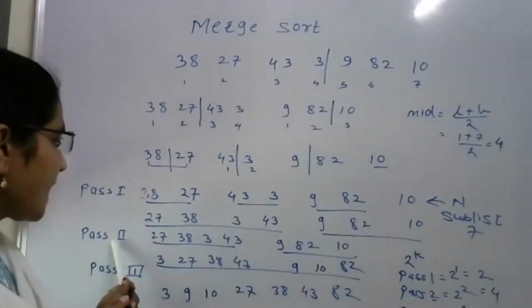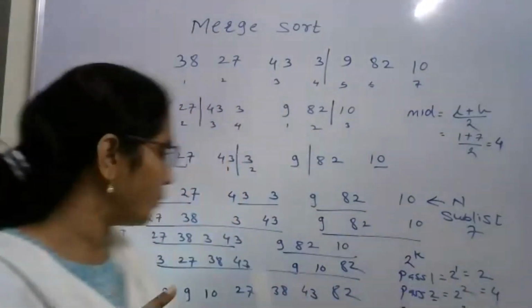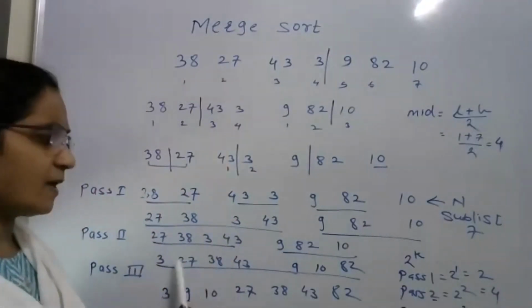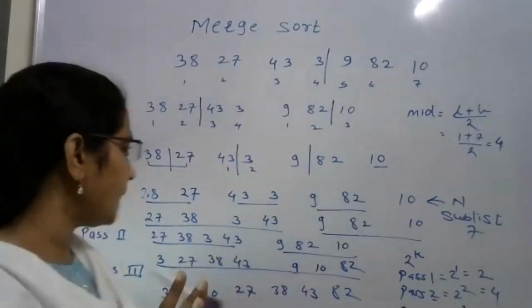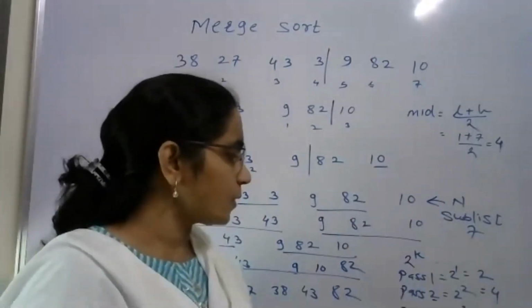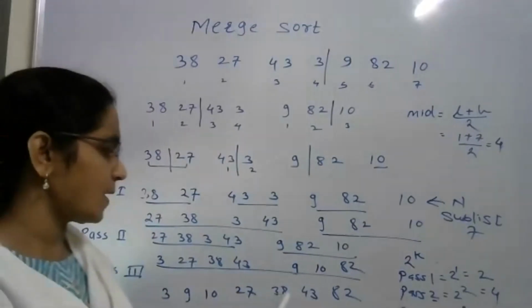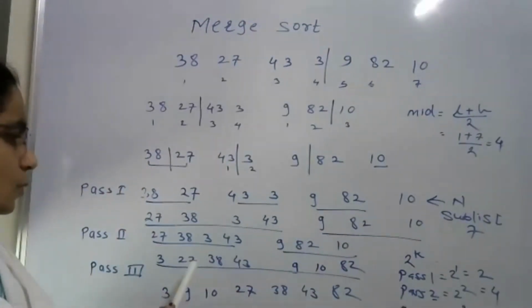If you check at pass 2, then pass 2 means 2 raised to k, means 2 raised to 2, that is equal to 4. So here 1, 2, 3 and then 4. 1, 2, 3 and then 4, except the last level. And at the end of pass 3, according to this 2 raised to k, you have 2 raised to 3 elements, that is equal to 8. See 1, 2, 3, 4, 5, 6, 7, and then 8.